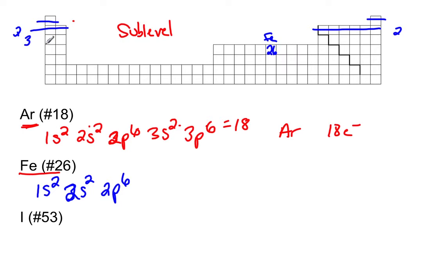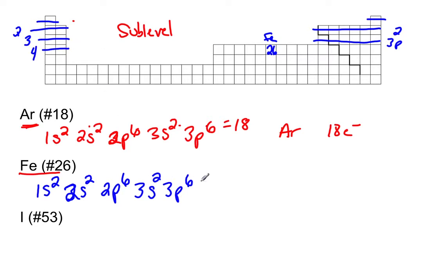Now I'm in the third row, 3s2. Then we go over here, third row, P block. 3p can hold 6. Now, watch what happens after 3p. I don't go to 3d. 3d is over here, but in order to get here, I've got to pass through 4s.